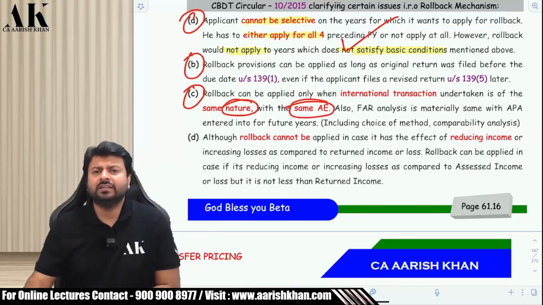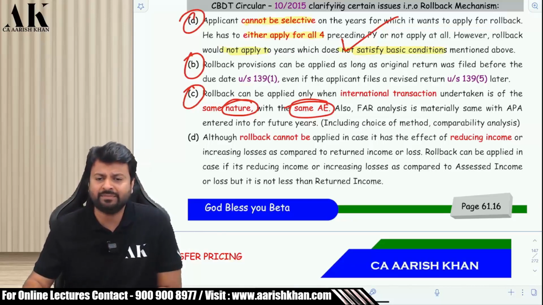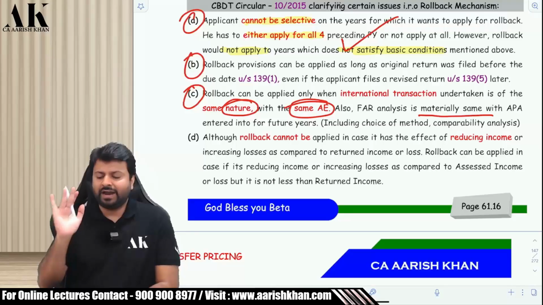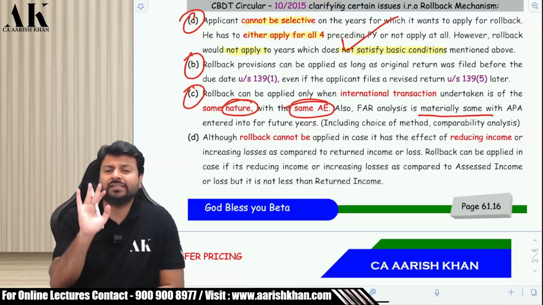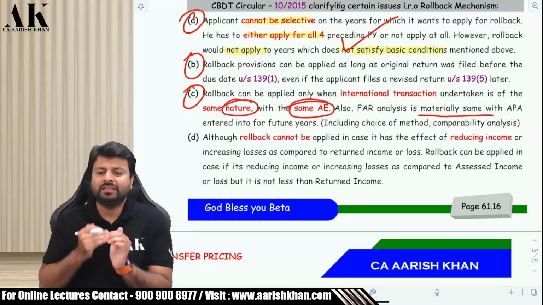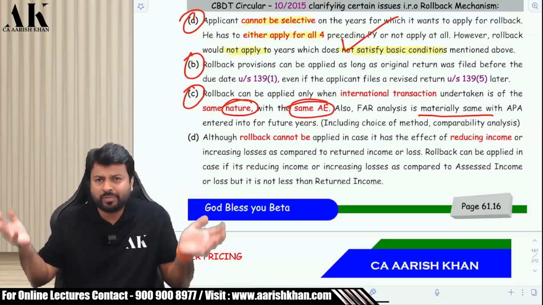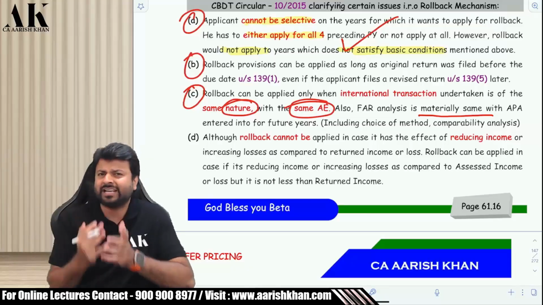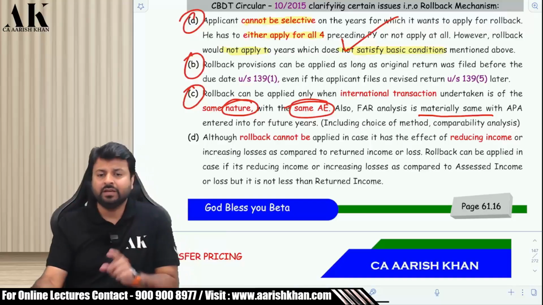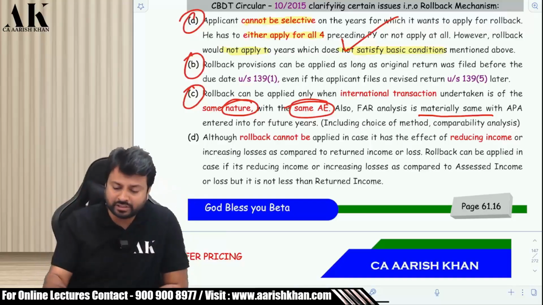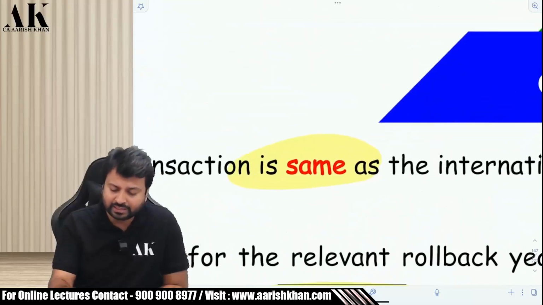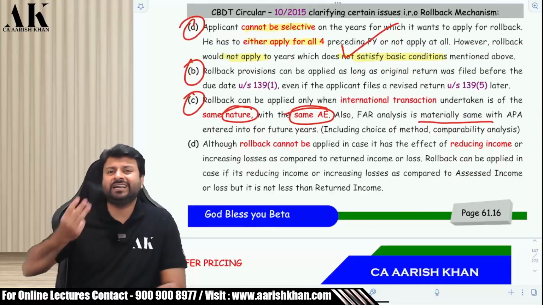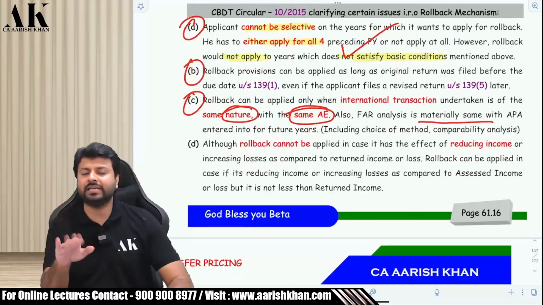Is the FAR analysis, that is functions, assets and risk analysis, also need to be same? It need not be 100% same, but it should not be materially different from each other. FAR analysis is materially same, more or less it has to be same. It means the choice of method should be same, the comparability analysis should be same, the most appropriate method has to be same, and the data which you are collecting for comparison purpose has to be same, but it need not be 100% same. So what do I mean by the term the transaction has to be same? Because it is written very clearly in condition number 1 over here that the transaction has to be same. It has to be of same nature with same associate enterprise, but the FAR analysis might not be 100% same, it might be materially same.